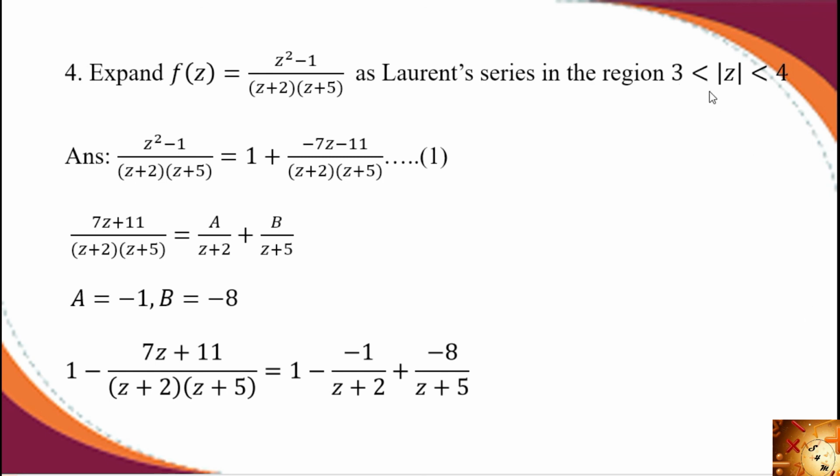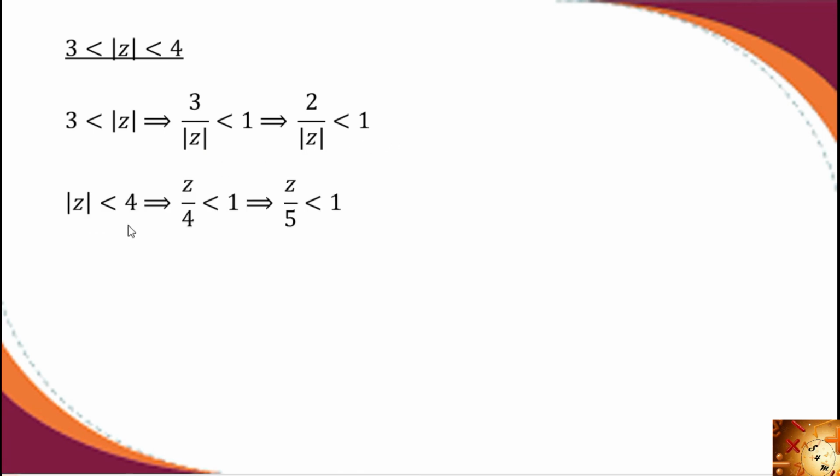Okay, here the region is 3 less than mod z less than 4. Inside the modulus it is only z, which means Laurent series about z equal to 0. So 3 less than mod z less than 4 is split as 3 less than mod z and mod z less than 4. Okay, 3 less than mod z. Rearrange the terms to get an expression less than 1. Just dividing by z, we get 3 by z less than 1. If 3 by z is less than 1, then it also satisfies 2 by z less than 1. Similarly, mod z less than 4 implies z by 4 is less than 1. If z by 4 is less than 1, then any value greater than 4 satisfies the same condition, that is z by 5 less than 1.